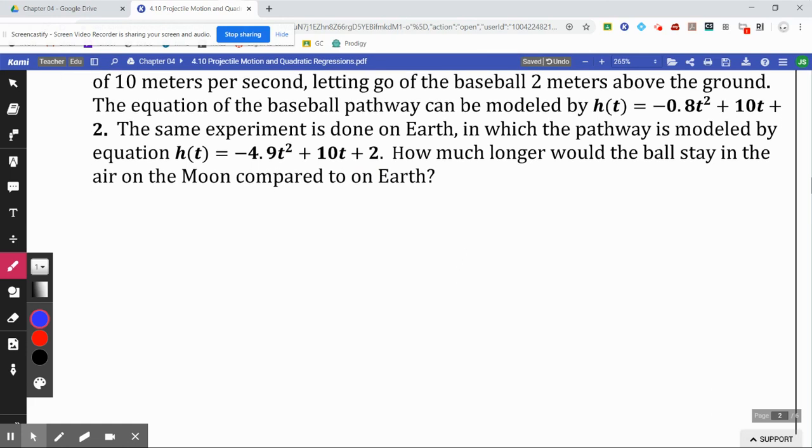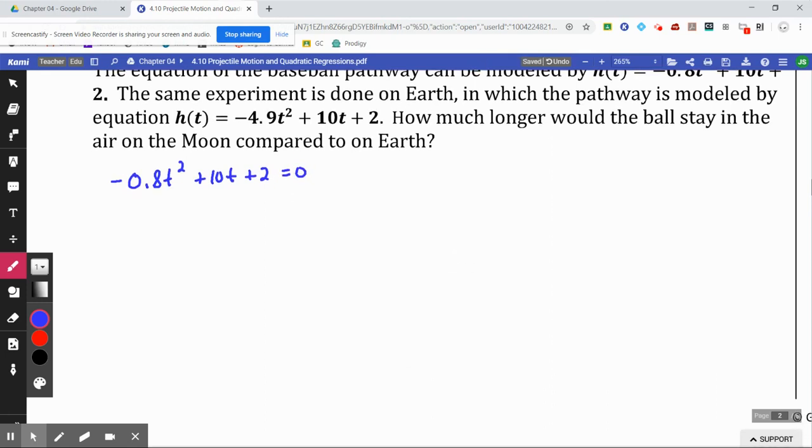So let's start out with our Earth model or moon model here: negative 0.8t squared plus 10t plus 2. And we want to know when will it hit the ground. When is the height equal to 0? Now, first off, I noticed something that a lot of people have issues with. They don't like that decimal out front. Let me show you a trick here.